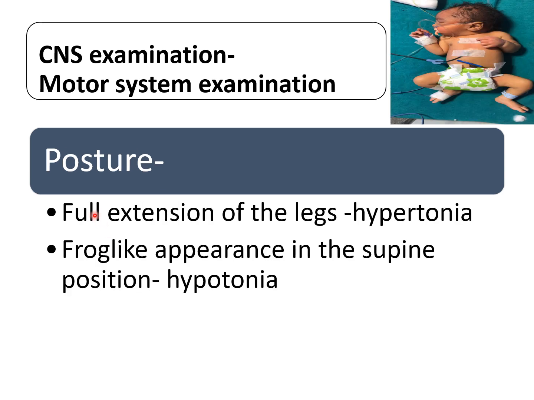Whenever there is a full extension of the legs, it may be because of hypertonia, increased muscle tone. If the baby has a frog-like appearance in the supine position, that means there is a possibility of hypotonia, decreased muscle tone.